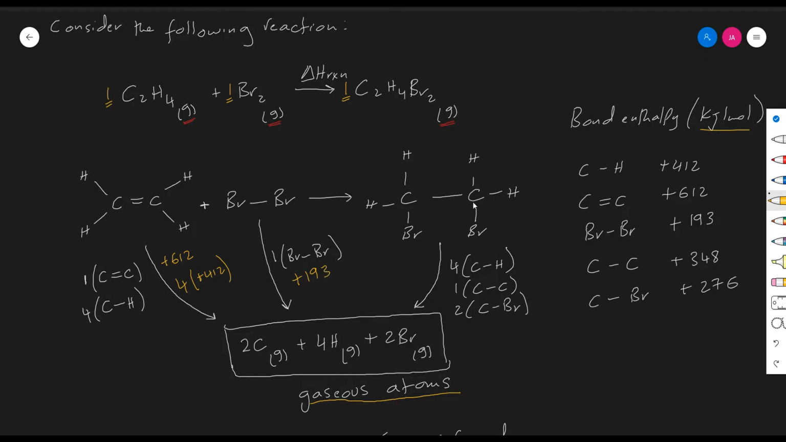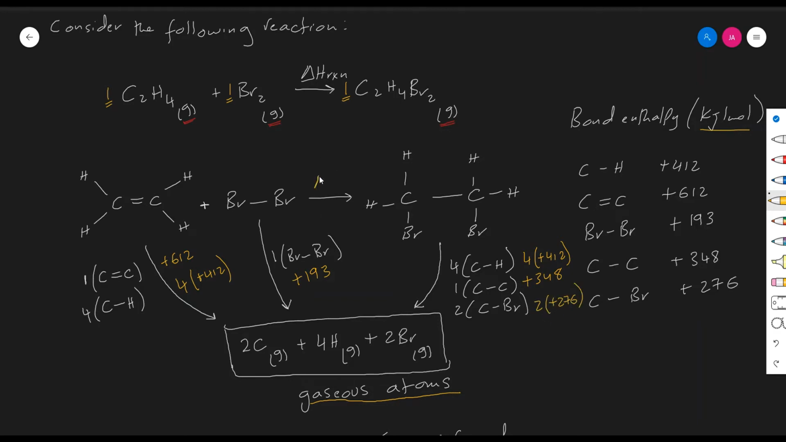While to break the bonds in the products, over here we have 4 C-H bonds. Thus this would be represented by 4 multiplied by positive 412, 1 C single bond C, which is positive 348 as listed here, and 2 C-Br bonds, which is 2 multiplied by positive 276.